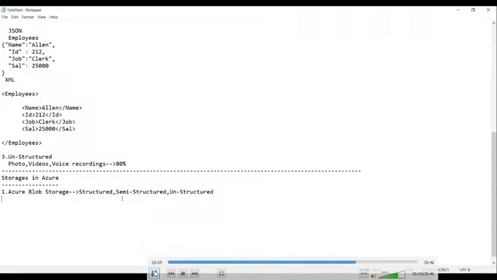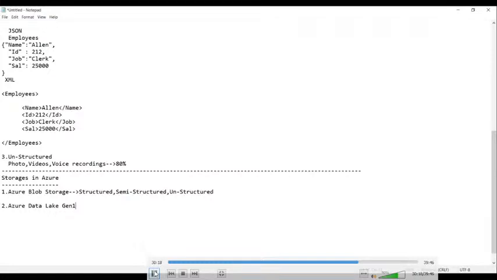Now, guys, the next one you have is Azure Data Lake Gen 1. It stands for Azure Data Lake Gen 1. So what is Gen 1? Can you tell me, guys?